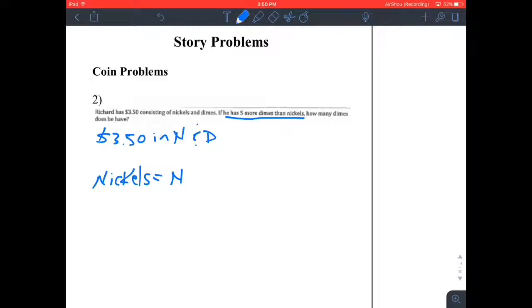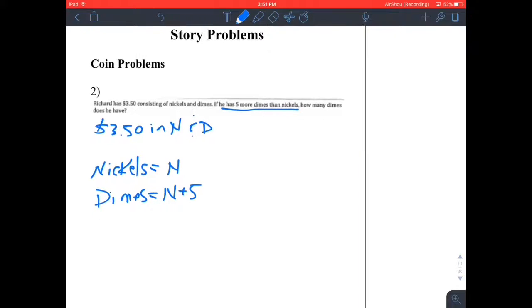He has 5 more dimes than nickels. So however many nickels he has, the number of dimes is exactly 5 more than that. So nickels is N, dimes is N plus 5. And the question is, how many dimes does he have?